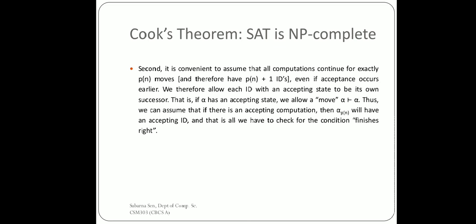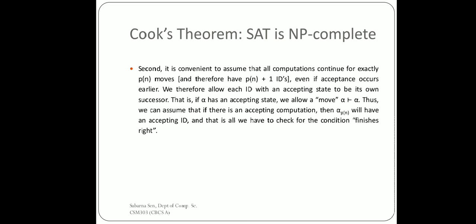Okay, so we can assume that if there is an accepting computation, then alpha of p(n) will have an accepting ID, and that is all we have to check for the condition finishes right. That means finishes right means ultimately after n moves we have come to the maximum number of moves. It can occur earlier as well. We have come to such an ID where an accepting state is there, so we have finished right.